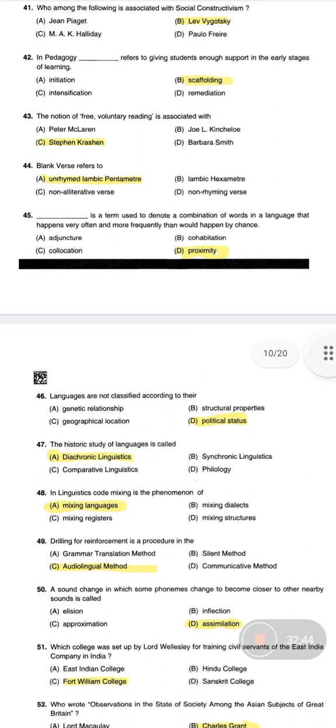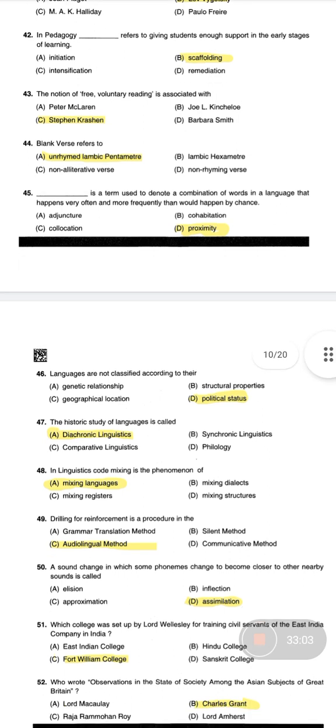Question number 45. Dash is a term used to denote a combination of words. Keep in mind, dash is a term used to denote a combination of words in language that happen very often and more frequently than would happen by chance. Okay. The right answer is proximity. Proximity, keep in mind, is a term used to denote a combination of words in language that happen very often and more frequently than would happen by chance.